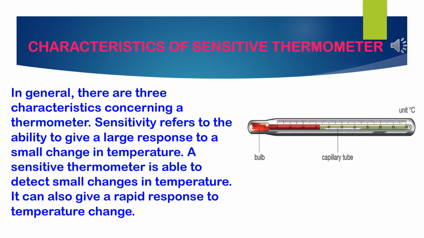Now, the last part of this slide, but not the least, that is the characteristics of a sensitive thermometer. In general, there are three characteristics concerning a thermometer. Sensitivity refers to the ability to give a large response to a small change in temperature. A sensitive thermometer is able to detect small changes in temperature. It can also give a rapid response to temperature change. In a sensitive thermometer, diagram I have given.